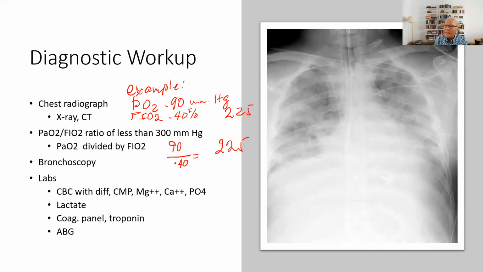So anytime you have a PaO2 to FiO2 ratio of less than 300, that means to say that there is going to be a decline in the ability of the alveoli to do its function. All right?